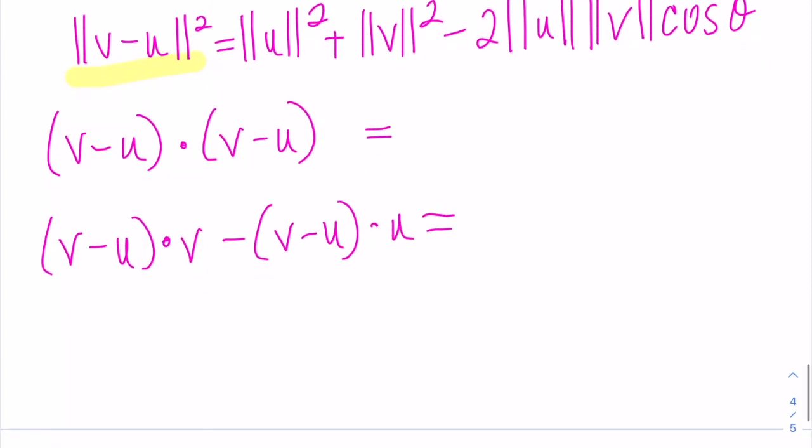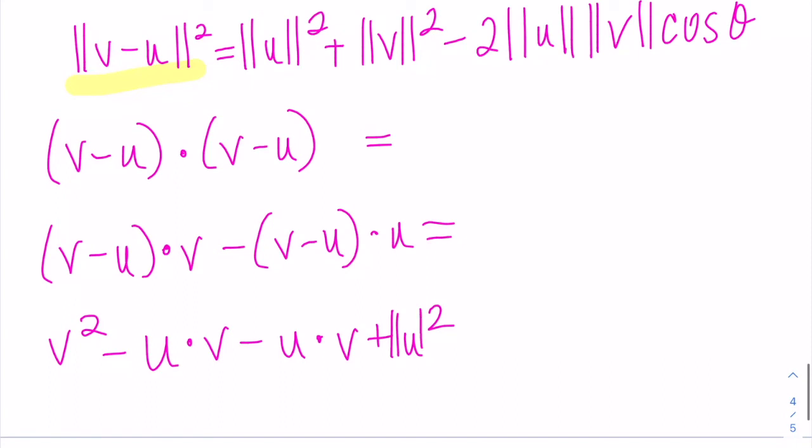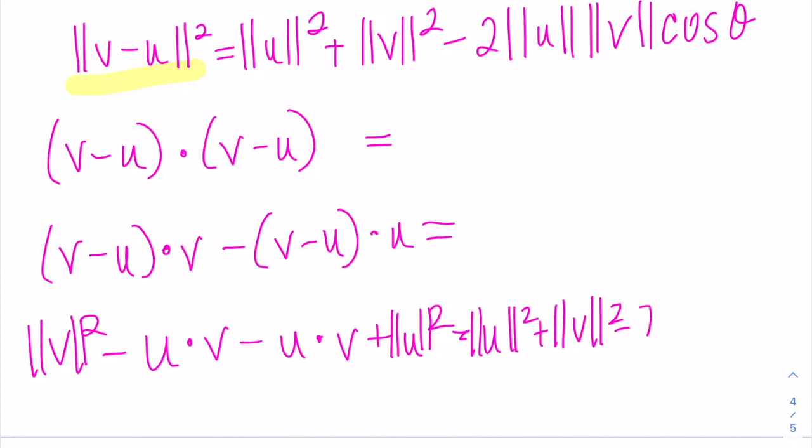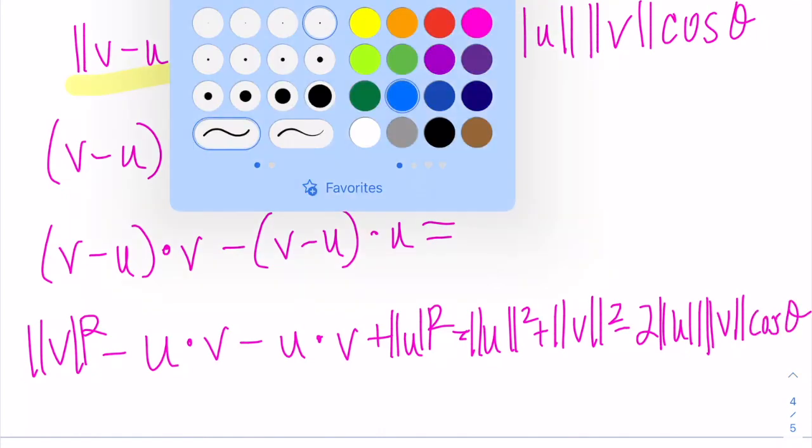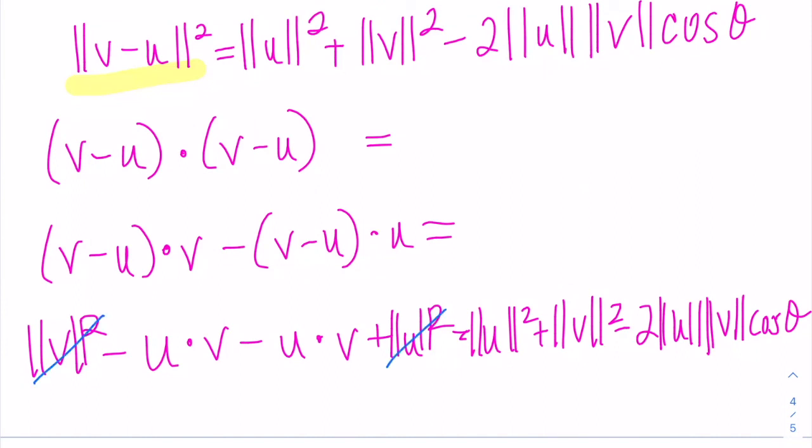So what I'm going to do is simplify this a little bit. We have v squared minus u dot v minus u dot v plus u squared. And I'm going to use these here so you can see the magnitude squared. If I write the other side, you could start to see a lot of things cancel out. So we have u squared plus v squared minus 2 times the magnitude of u times the magnitude of v times cosine theta. All right, so I'm going to cancel out the u squared and the v squared, right? Those are going to cancel out.